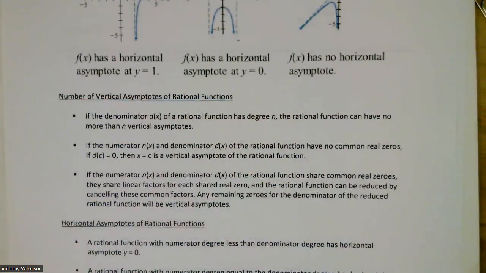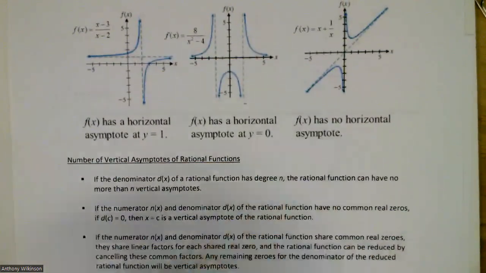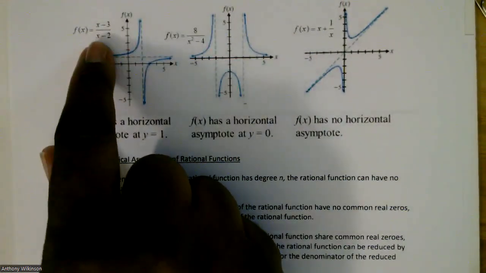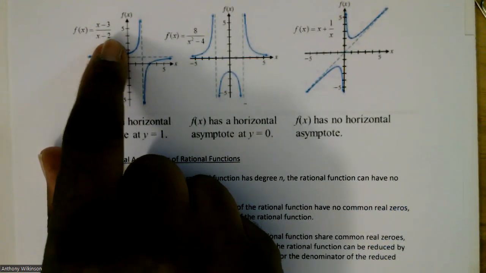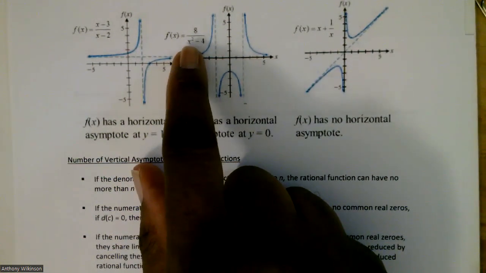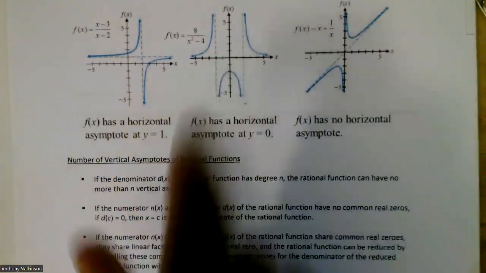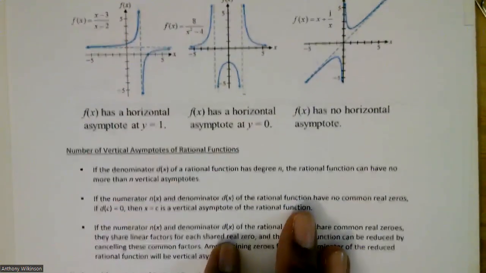Now, let's talk about vertical asymptotes of rational functions. If the denominator d of x of a rational function has degree n, the rational function can have no more than n vertical asymptotes. In other words, let's go back to this here. My denominator, x minus 2, the highest exponent is a 1. That means that there's only one vertical asymptote. For this one, x squared in the denominator, highest exponent is a 2. That means that there are only 2 vertical asymptotes and no more than that.